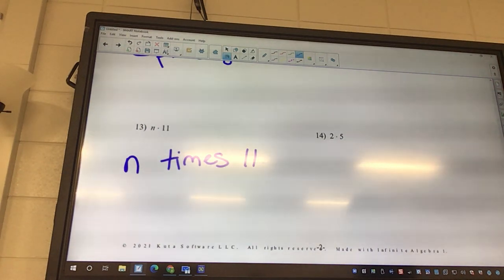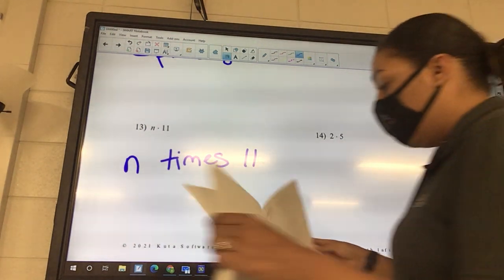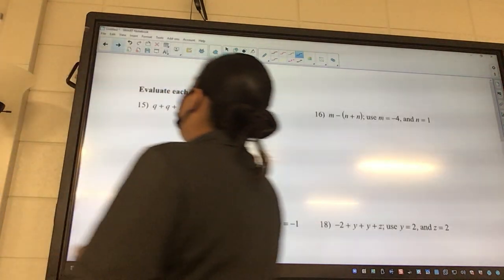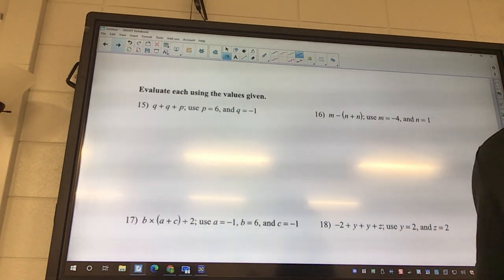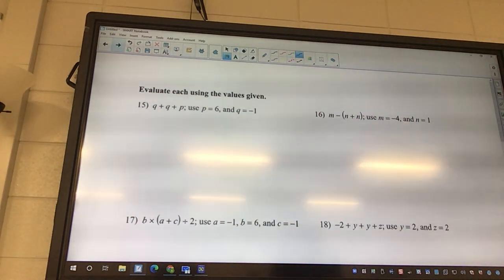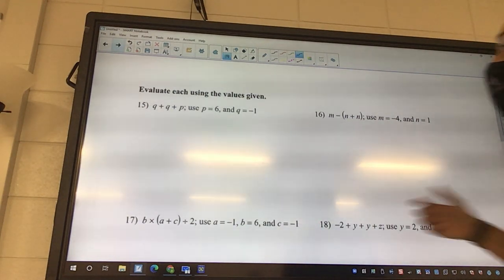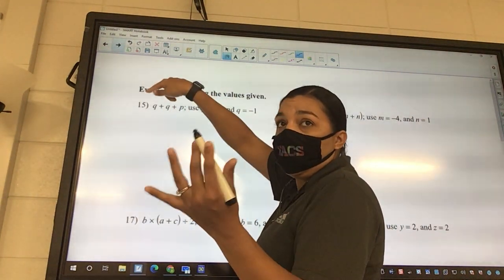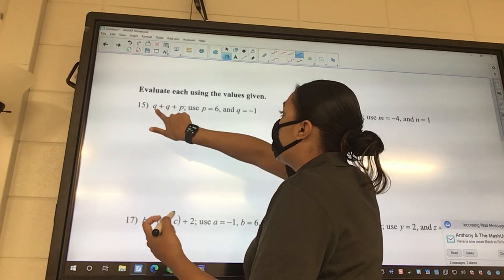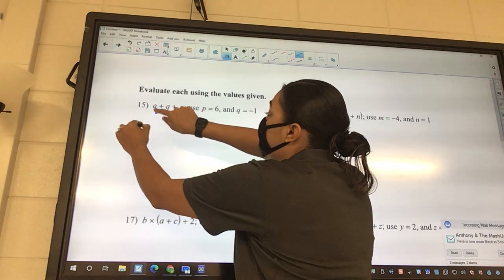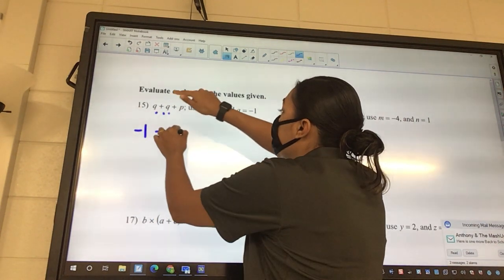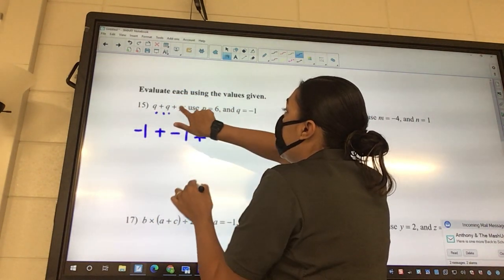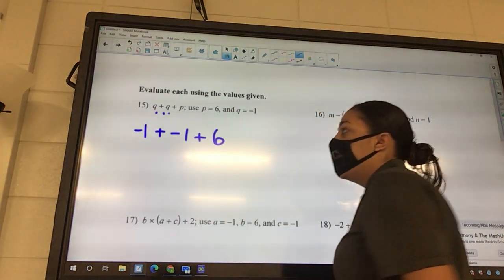Can I go to the next page? Okay, the next part on your quiz is going to be to evaluate using variables. Evaluate means you should have an actual number for an answer. So my advice would be to use your one finger and write with the other hand. So we got Q. What's Q? -1. Then I got a plus sign, so I'm going to say plus, and I have another Q, so I'm going to put -1. Plus, and then I have a P, which is 6.